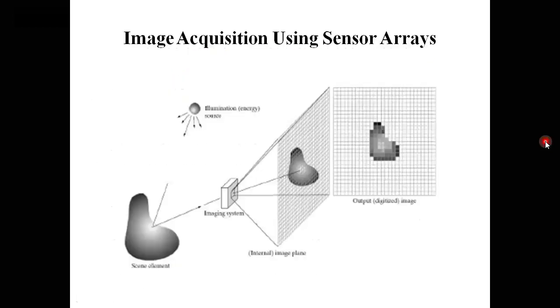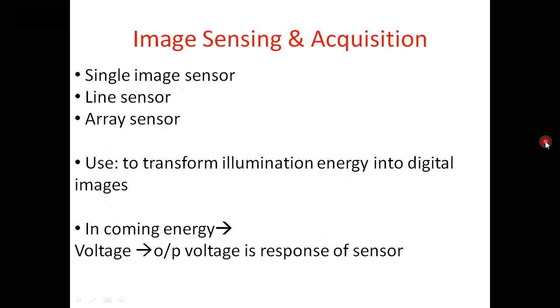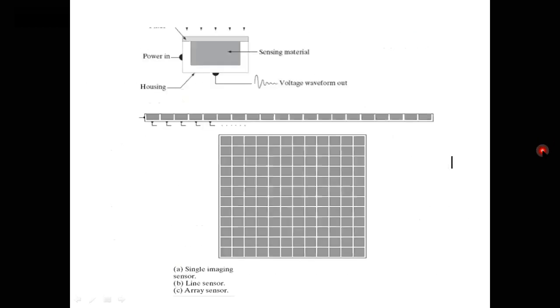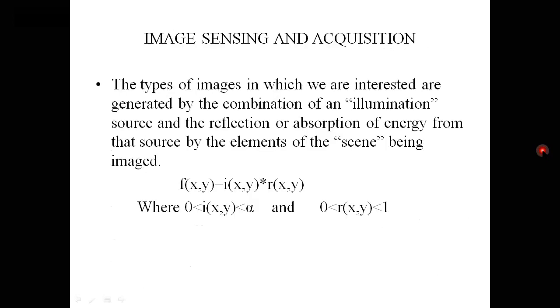Here in image sensing and acquisition, we are capturing the images. Capturing the image is the acquisition: how to sense and capture the image by using cameras, that is, by using the sensors. In this we learn three models: image acquisition using a single sensor, image acquisition using sensor strips, and image acquisition using sensor arrays.